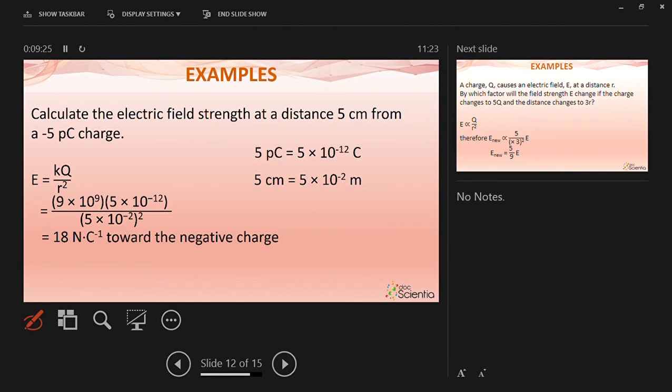Hulle sê vir ons by die voorbeelde, bereken die elektriese veldsterkte 5 cm vanaf 'n -5 picocoulomb lading. In other words, I have a -5 picocoulomb charge. It's mine. I have it here, né? Hoe sterk is die veldsterkte 5 cm van hom af? Ek sit nie iets 5 cm daar nie. There's not another thing 5 cm from there. I'm just saying that pico charge, 5 pico charge, has a field around it. And how strong is the field 5 centimeters away from the charge?